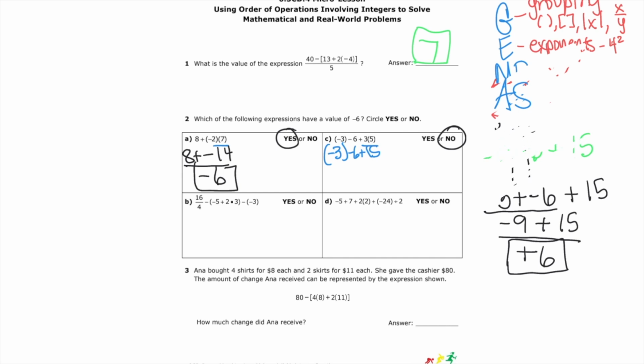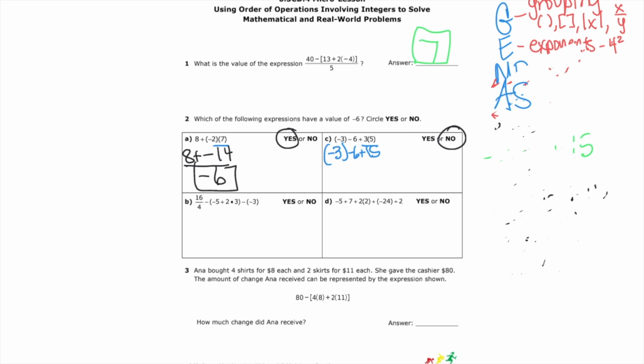All right, so let's look at letter B. Let's go back to B. Remember, we skipped it a while ago because it had a fraction and I wanted you to have a little bit more straight numbers across. We've got a negative 16 divided by 4 minus negative 5 plus 2 times 3 minus a negative 3.